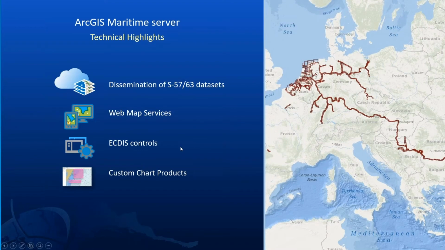So as I did for our desktop product, for those of you who aren't familiar with our server capabilities, I'll give you a quick overview of what we have there today. We have a product called ArcGIS Maritime Server. It allows you to disseminate or publish S57 AML, ENC, inland ENC as WMS and REST OGC services, or WMTS. Provides ECDIS-like symbology and ECDIS-like controls. And we also have a second product called Products on Demand, which allows you to create custom chart-like products via a web application.